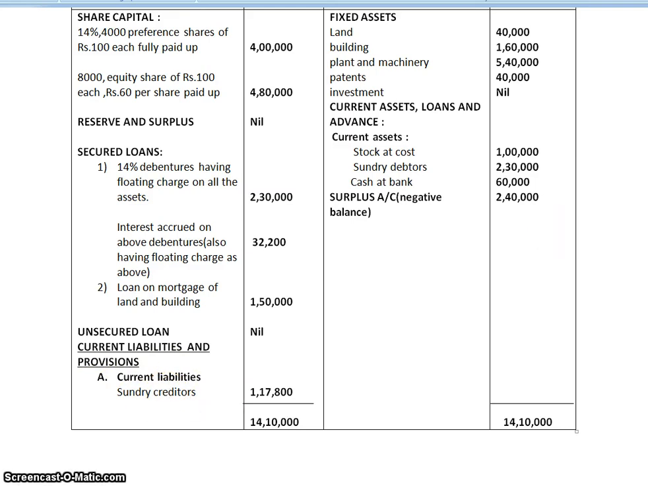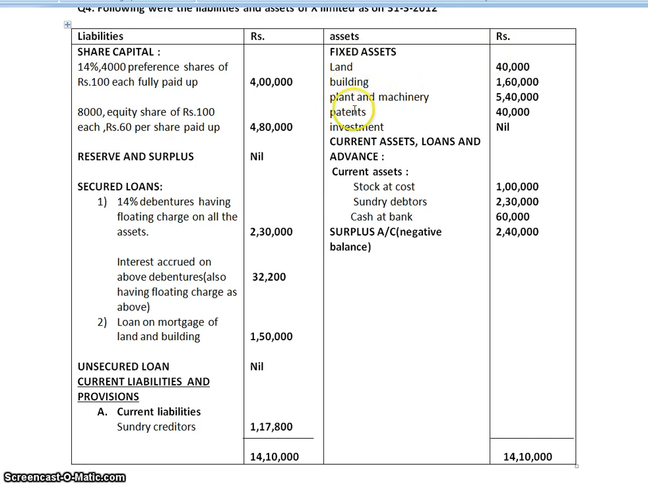Next, on the asset side, the company has fixed assets: land, building, plant, machinery, patent. They may also have investments, but in this case there is no investment. All these items come under fixed assets. Then come the current assets, loans and advances. Here in current assets they have stock at cost. This is at cost price, not at market price. Then they have sundry debtors, 2,30,000, cash at bank 60,000, and there is a negative balance in the surplus account. That means in the profit and loss account they have a negative balance of 2,40,000.